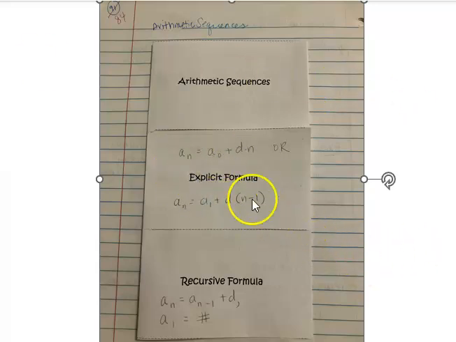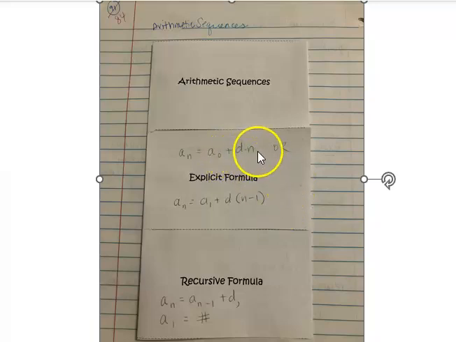So under the explicit formula and recursive formula, if you'll go ahead and write down these formulas, these are the two that we talked about in class. This one would represent your y equals mx plus b, where y gets replaced with a sub n, b gets replaced with a sub 0, d replaces m, and n replaces x.